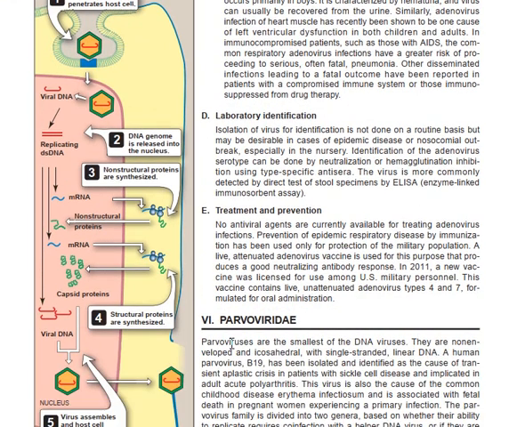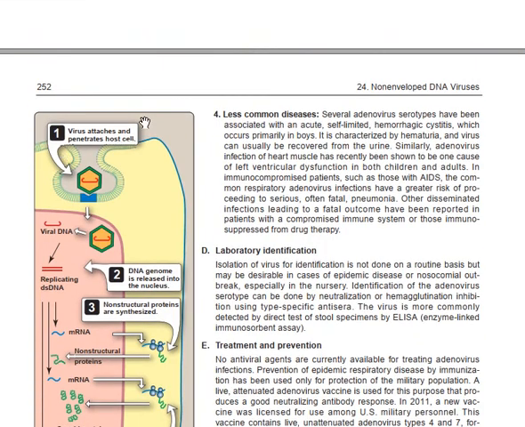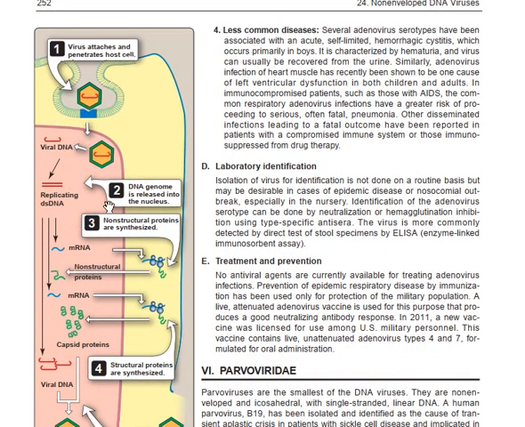So this is the replication of the parvovirus. The virus is going to attach and penetrate the host cell. That's the first thing. Then the second, the DNA genome is released into the nucleus. Usually, you need to know that the parvovirus is going to affect the bone marrow. So mostly, all of this is going to occur inside the bone marrow cell. So it attaches, and then the DNA genome is going to be released into the nucleus.